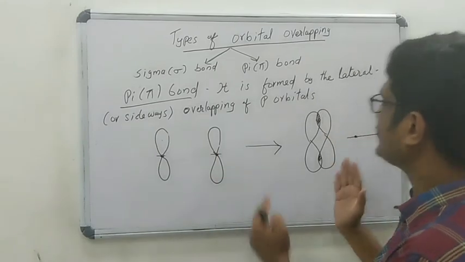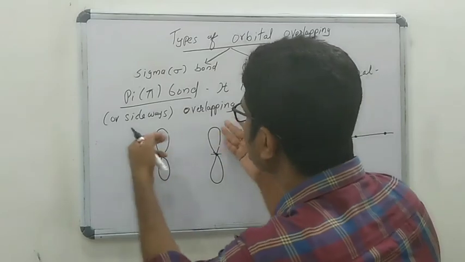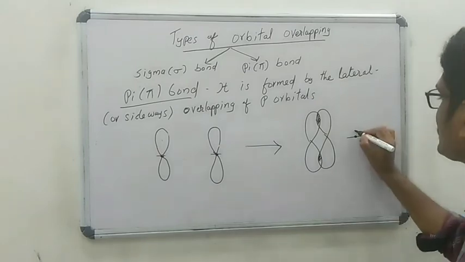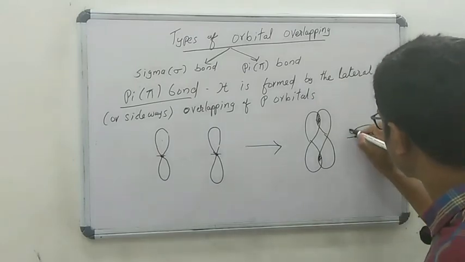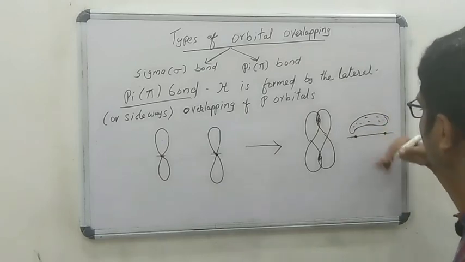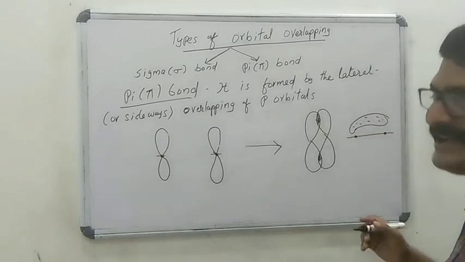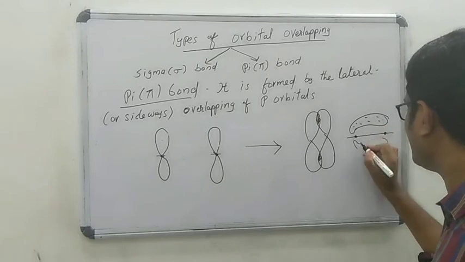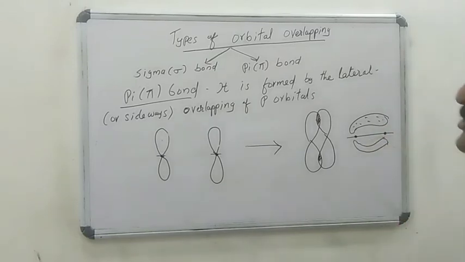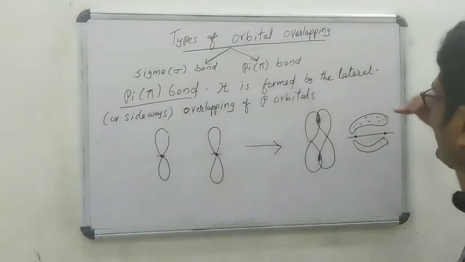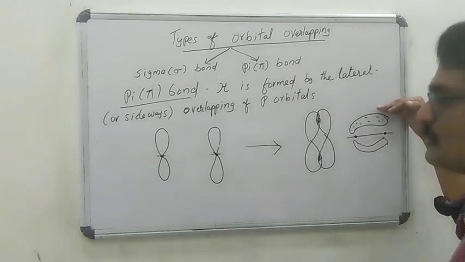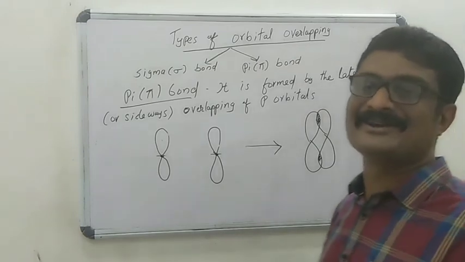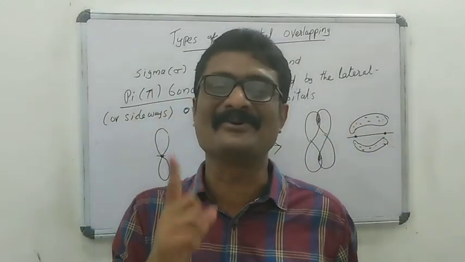Then by the overlapping of these two lobes, one electron cloud is formed. This electron cloud lies above the internuclear axis, and the other electron cloud lies below the internuclear axis, or we can say half of the pi bond is formed above the internuclear axis and half of the pi bond is formed below the internuclear axis. That means one pi bond is formed.